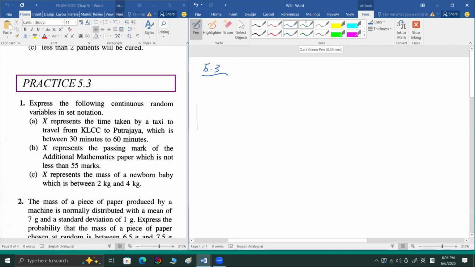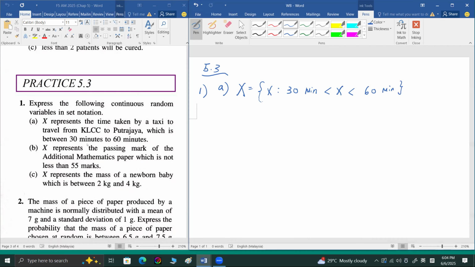X represents the time taken by the taxi to travel from KLCC to Putrajaya, which is between 30 to 60 minutes. So how are you going to write this expression, class? Okay, we see the variables. You write X in a set notation. So X. X represents what? X where, okay, we see the time taken. Okay, between, so you apply between what? 30 minutes to 60 minutes.